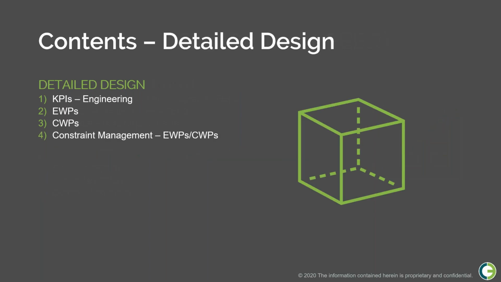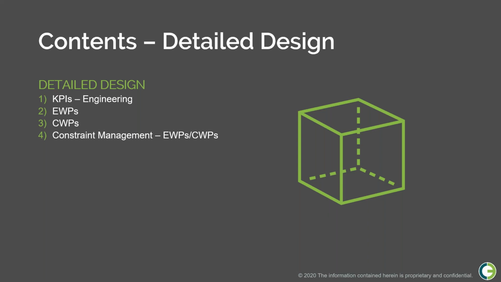Then we get into detailed design. So plans have been made, priorities have been set, all the project stakeholders know what the installation sequence is, and your schedule is going to keep running like clockwork. So now, during detailed design, AWP focus switches to monitoring engineering progress.